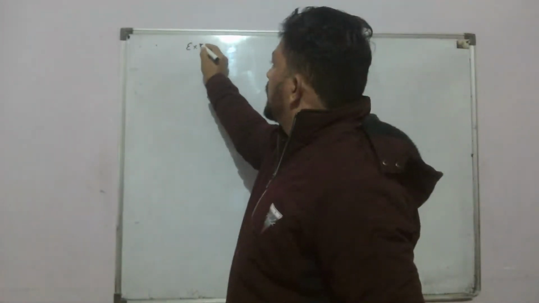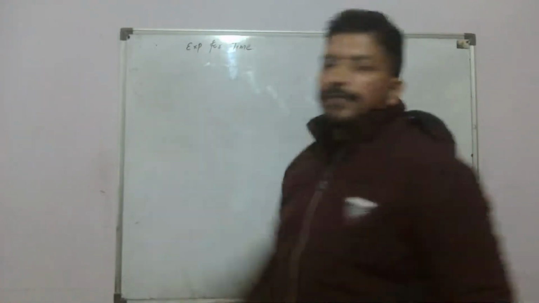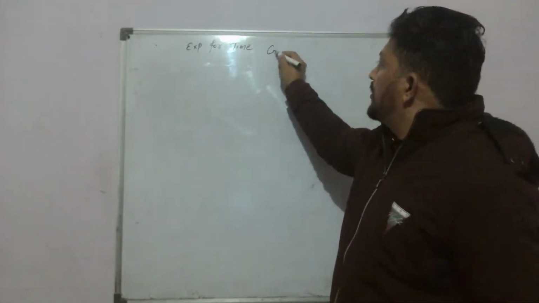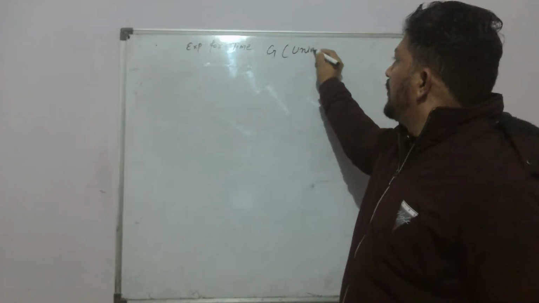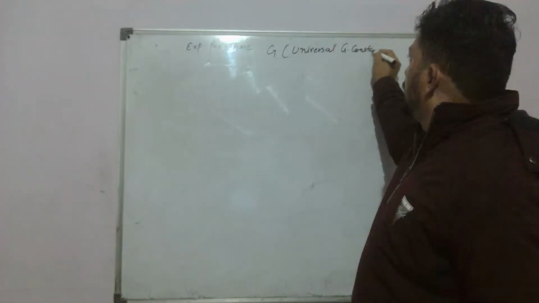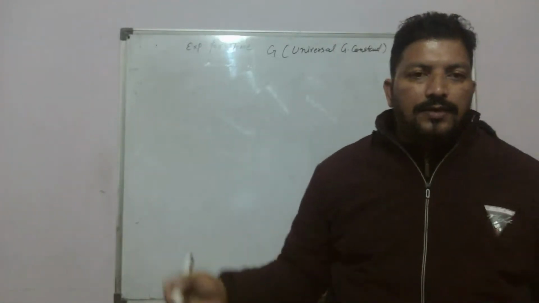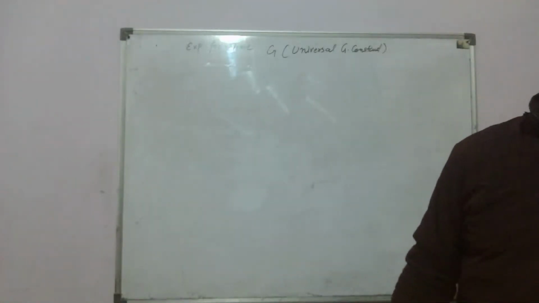Here the question is: find the expression for time. G, capital G, you have read from 9th, is the universal gravitational constant. You know the standard value, the SI unit and the CGS unit, and the SI value or CGS value.